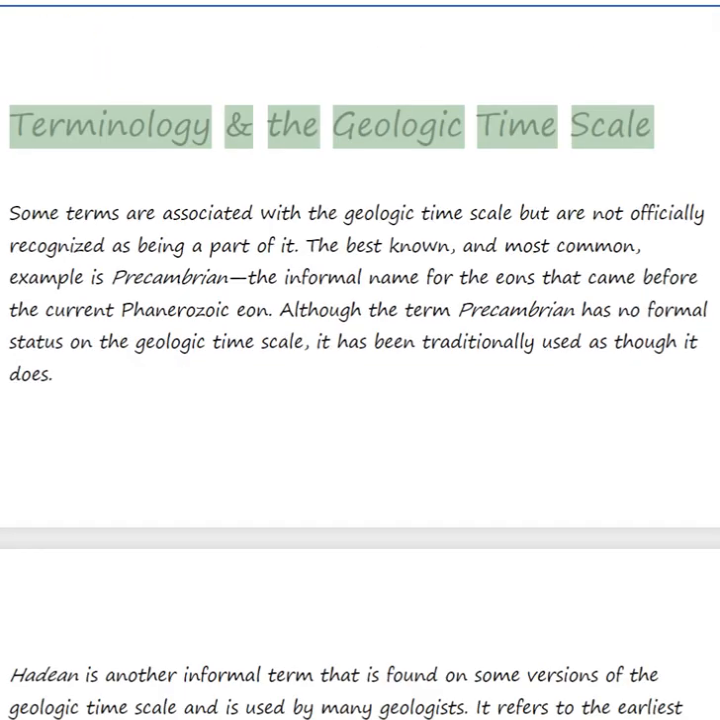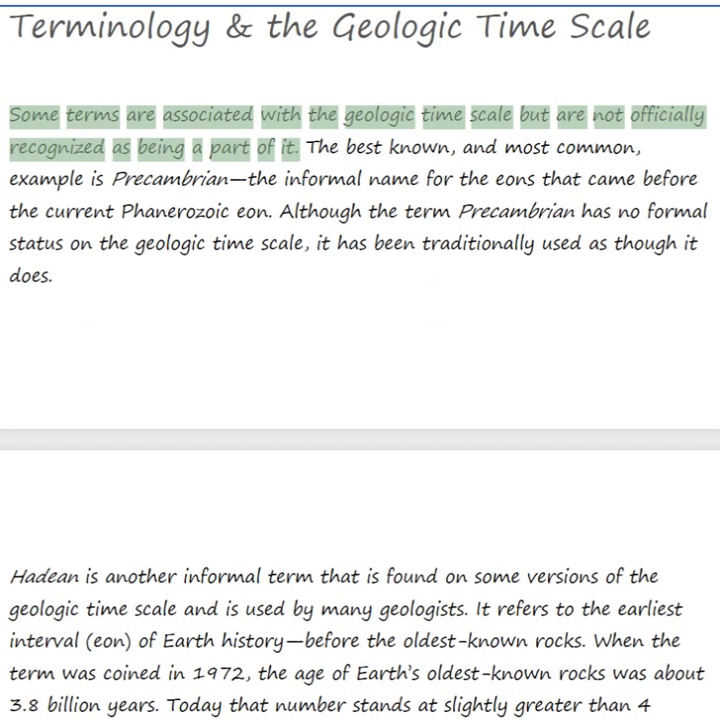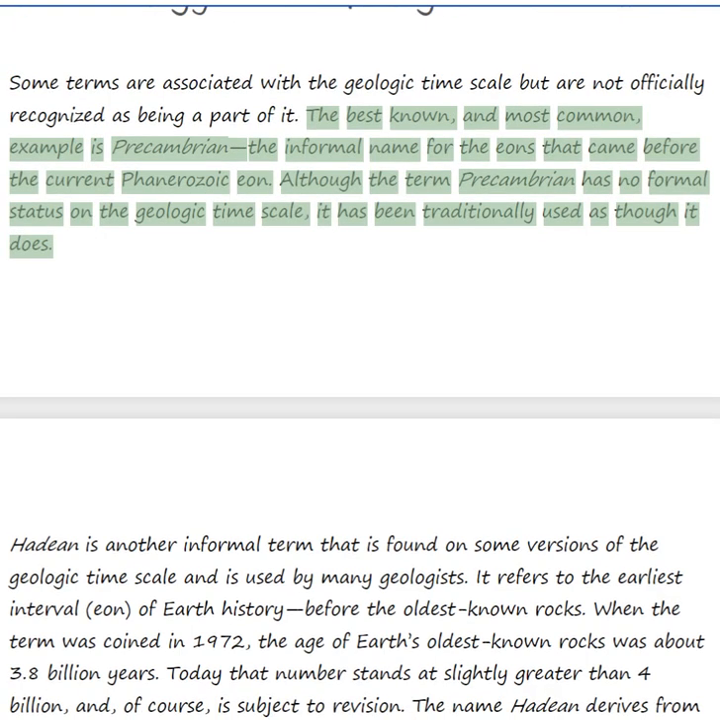Terminology and the geologic time scale. Some terms are associated with the geologic time scale but are not officially recognized as being a part of it. The best known, and most common, example is Precambrian, the informal name for the eons that came before the current Phanerozoic eon. Although the term Precambrian has no formal status on the geologic time scale, it has been traditionally used as though it does.